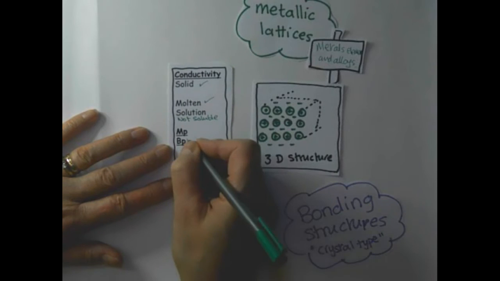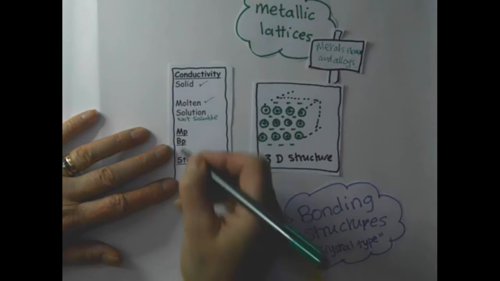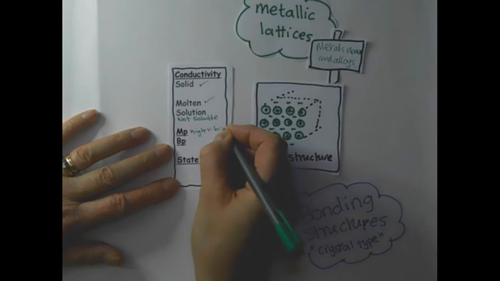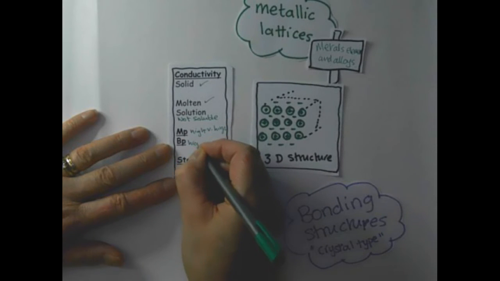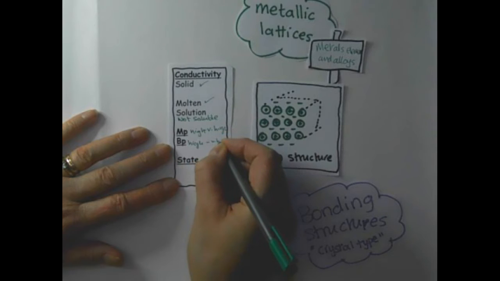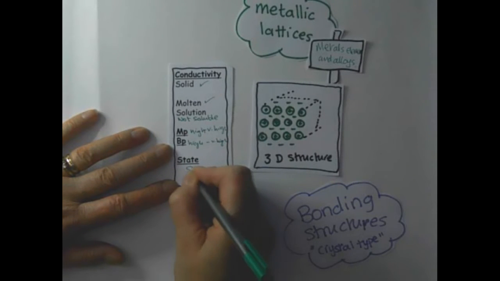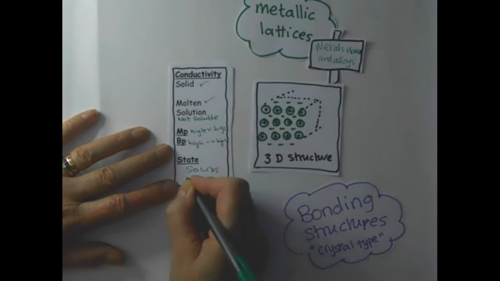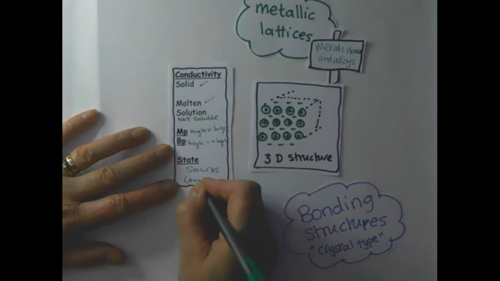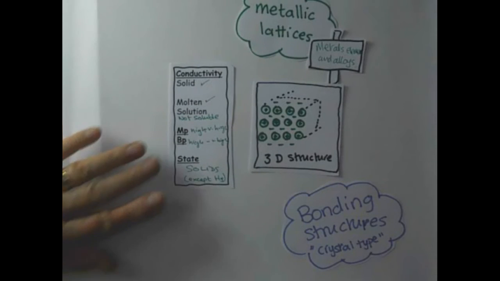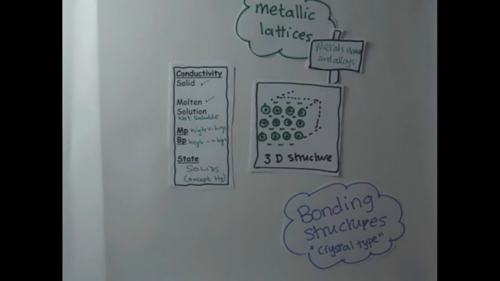Melting points are high to very high, and that's the same with the boiling points, high to very high. And the state for metals, they're all except one solids, and the one that isn't a solid is mercury, which is a liquid. It's the only one that's a liquid. Okay, so that's the fourth crystal type, and we're now going to look at the fifth one.